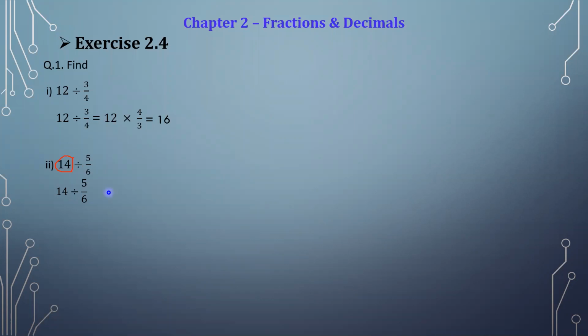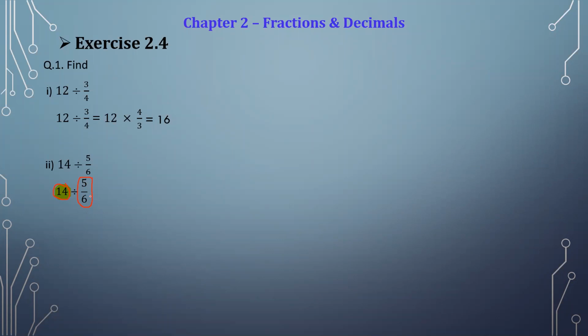Again, you have to follow the same steps. The first number is going to remain as it is, whether it is a whole number or a fraction. So here 14 is the first number, so it is going to remain unchanged. This 14 will not change in the next step. Only we have to take the reciprocal of the second number. Here the second number is the fractional number 5 upon 6.